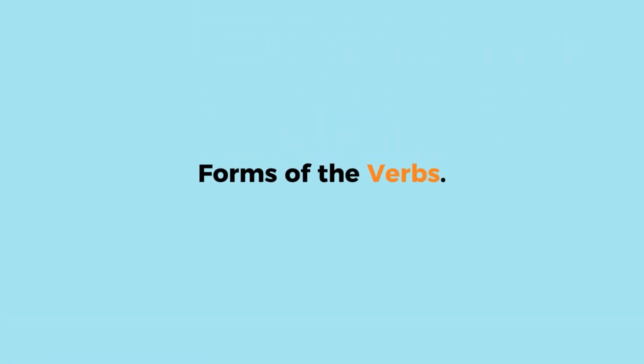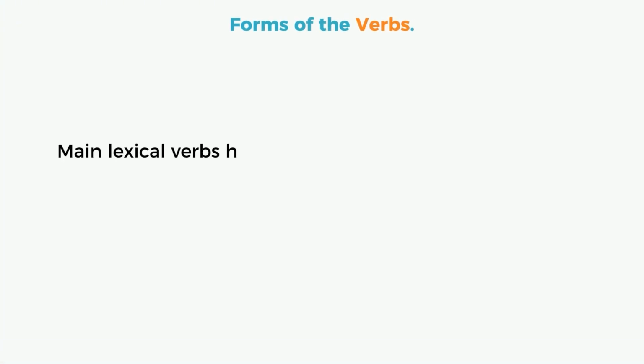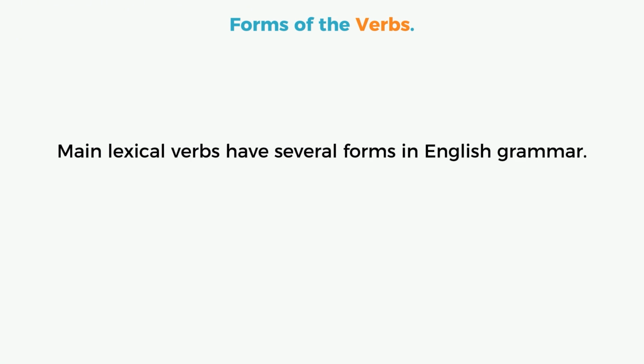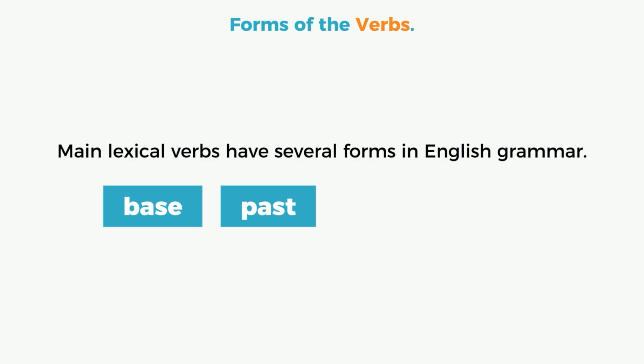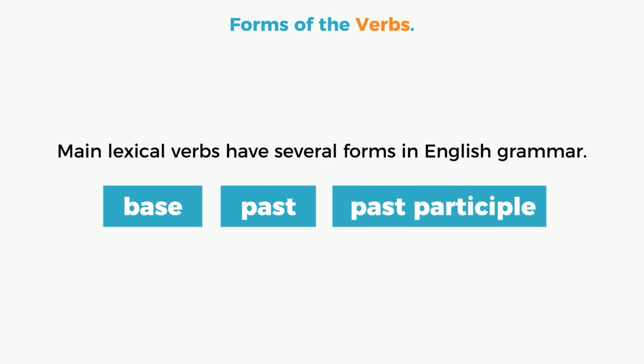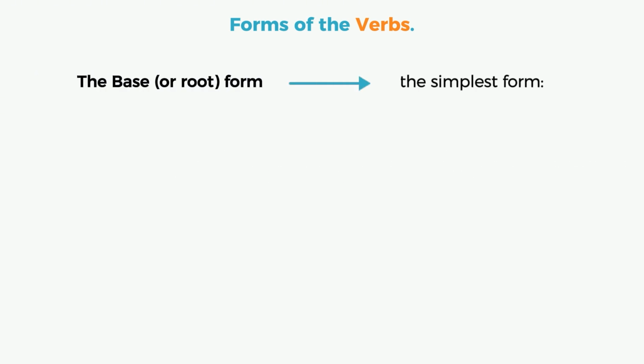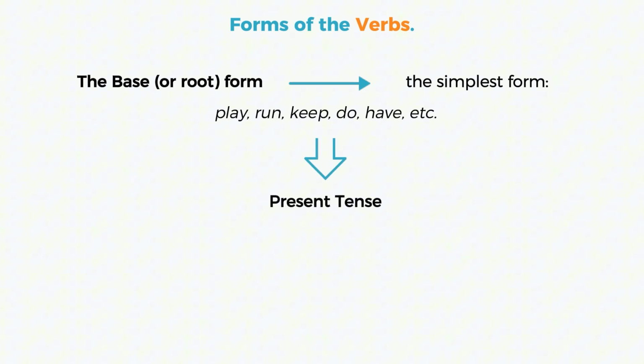Forms of the verbs. Main lexical verbs have several forms in English grammar. In this topic, we will focus on the base, past, and past participle forms. The base or root form is the simplest form that is listed in the dictionary. For example, play, run, keep, do, have. The base form appears in the present tense, except the third person singular.